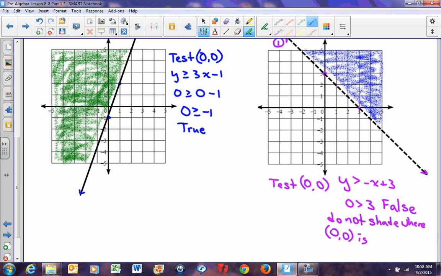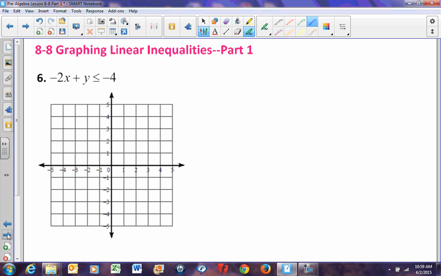I have the option of doing colors. I would suggest if you want to make it nice and neat, you can use colored pencil. Do not use ink. Remember what I said. You can't erase ink. It makes it really messy, especially if you make a mistake. Okay, so let's take a look at another example.